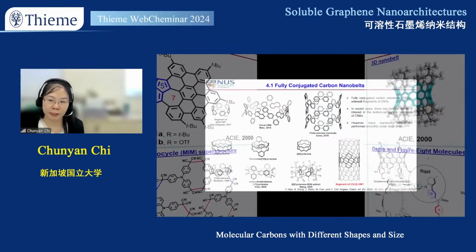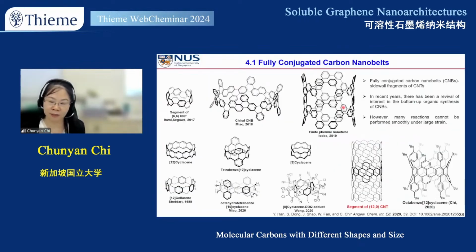Before 2020, only a few fully conjugated carbon nanobelts were reported. For example, this one is a segment of nanotube reported by Professor Itami and Professor Segawa in 2017. And this one is a chiral carbon nanobelt reported by Professor Miao in 2018. And this one is a finite nanotube by Isobe in 2019.